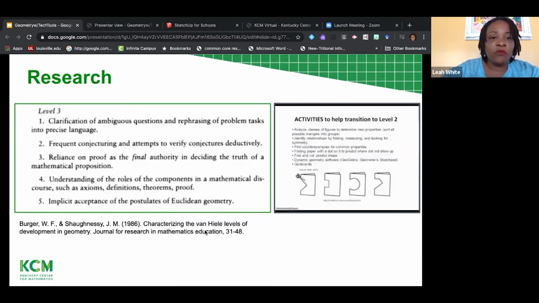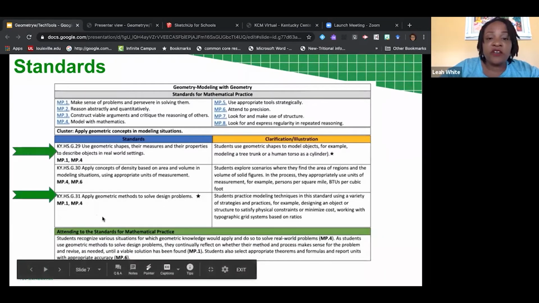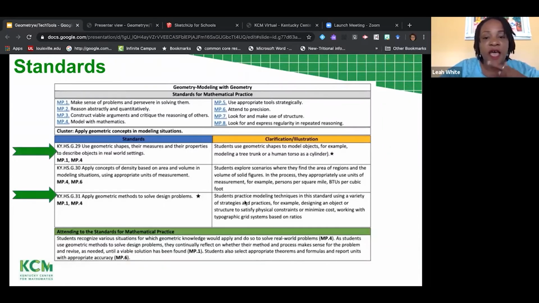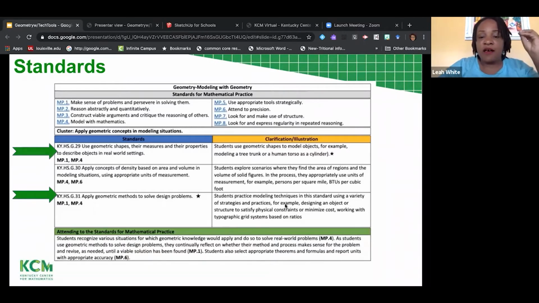So the standard that we're going to talk about in today's task, I wanted to find something where I could incorporate some modeling because that's my favorite area to teach. And so I stumbled upon these two standards, and I put the whole sheet here because I thought it was great how in the KCAS standards they add these clarifications. And so I was really trying to reach these clarifications where students are practicing the modeling techniques within the standard.